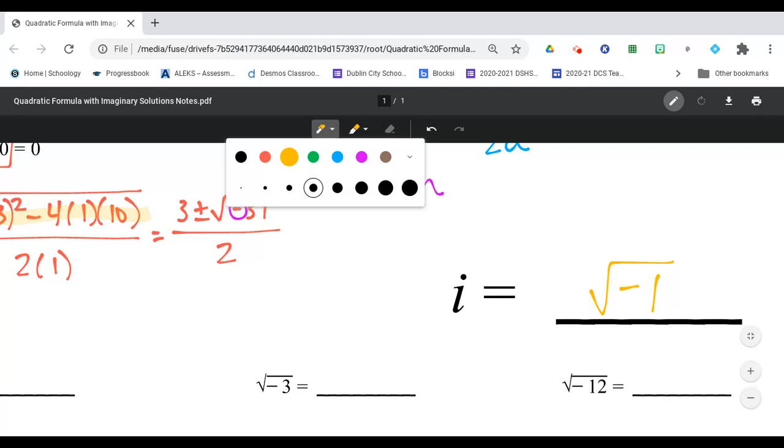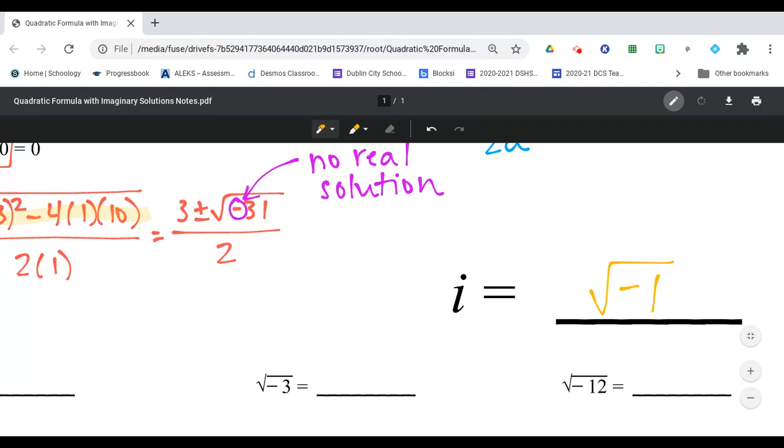So if we go back to our example here, I can take out that negative and put an i in my answer. So it would be 3 plus or minus, i goes outside, I can't simplify the square root of 31, over 2. And those would be my two solutions there. Okay, the i represents that they're imaginary. You cannot see them on the graph. So therefore, I would have two solutions with an i in there for imaginary.